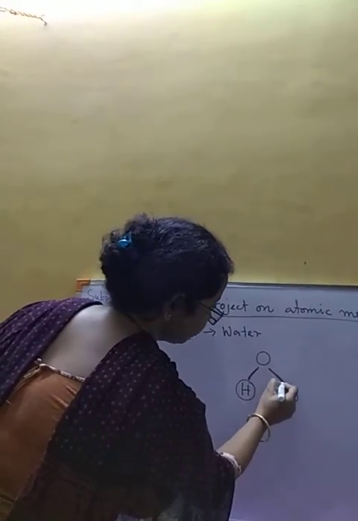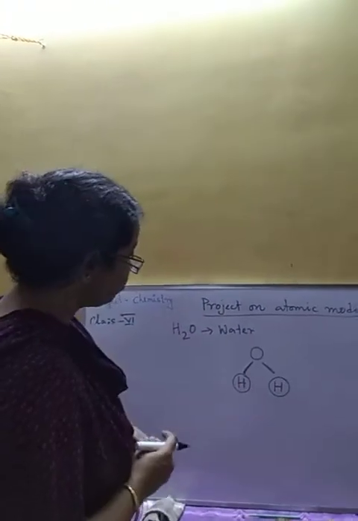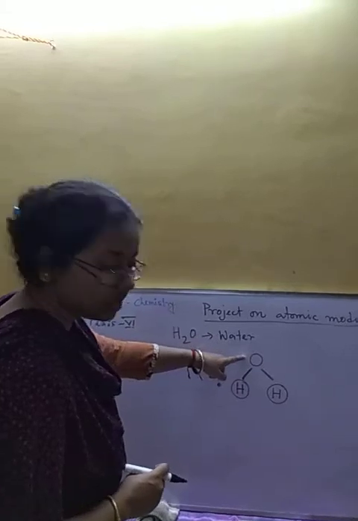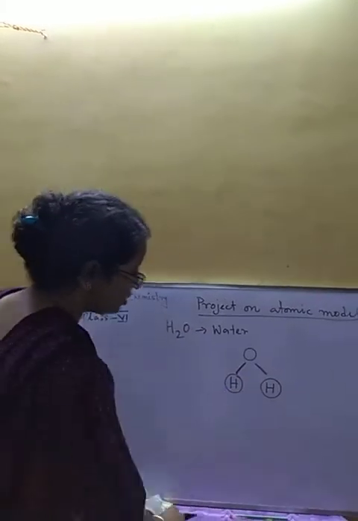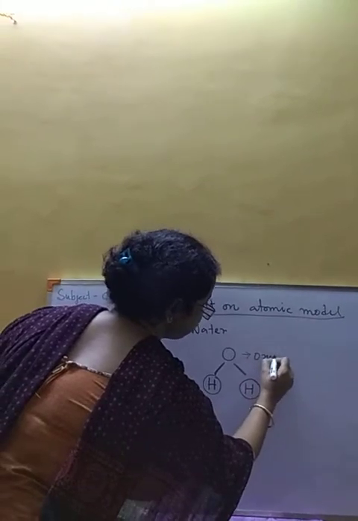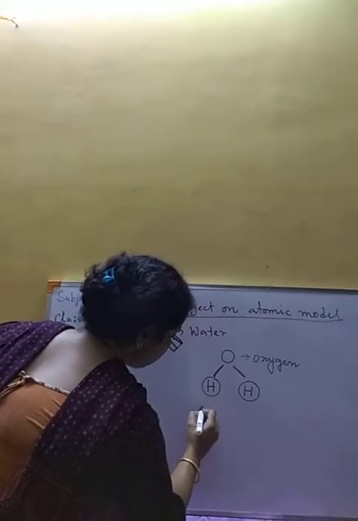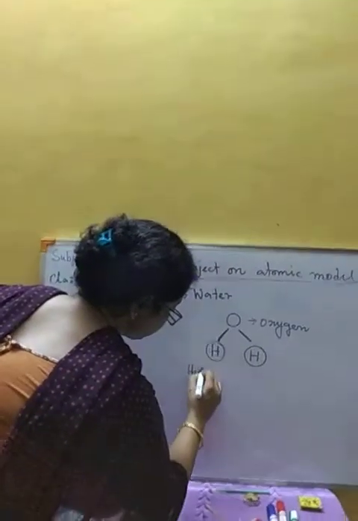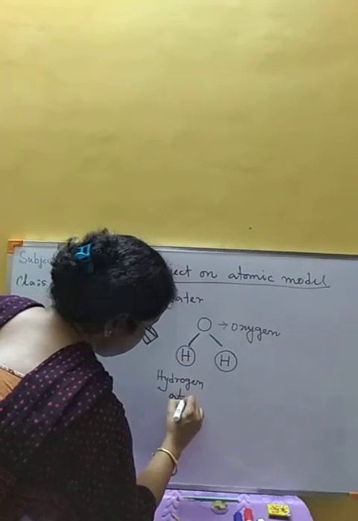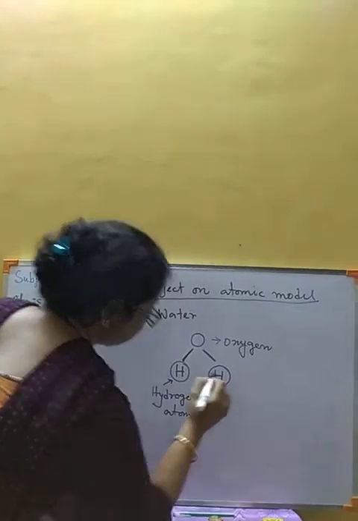That means two hydrogen atoms are there in one water molecule. In one single water molecule we have one oxygen atom and two hydrogen atoms. This one is the oxygen atom and these two are hydrogen atoms, this one and this one.